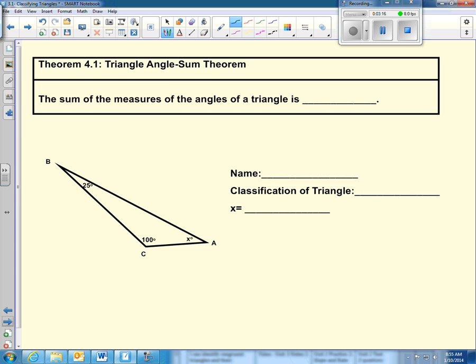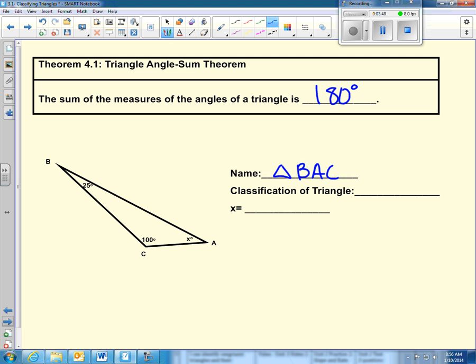All right, so now let's talk about the triangle sum theorem. It says the sum of the measures of the angles of a triangle is, well, we've talked about this before, and I'm sure you've heard this before, 180 degrees. So let's use that here to help us find our missing angle in this next example. So we're going to name this triangle. Let's just make it BAC. Any of those 3 letters in any order is just fine.